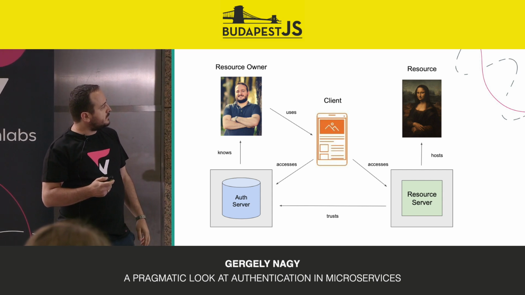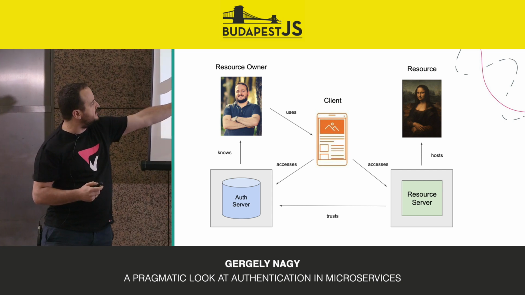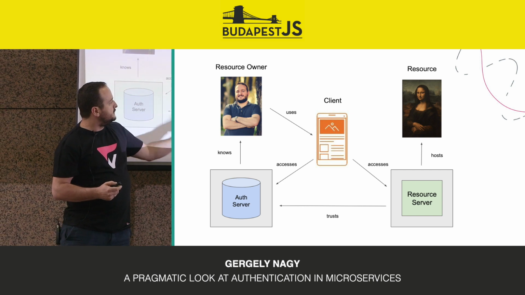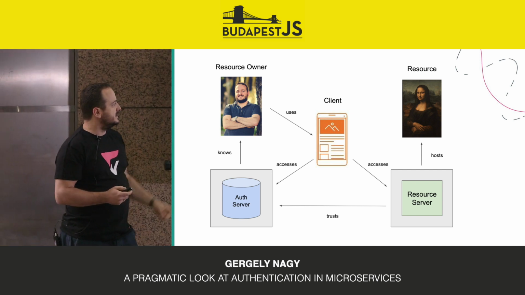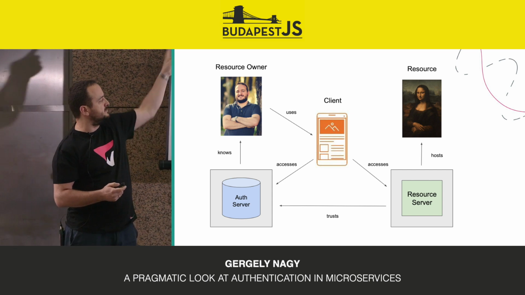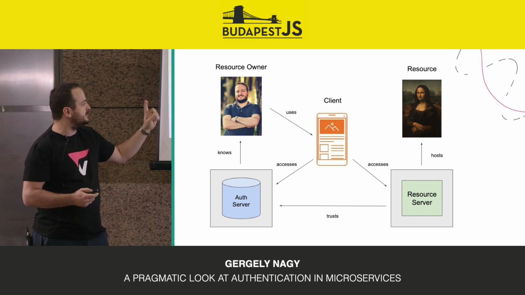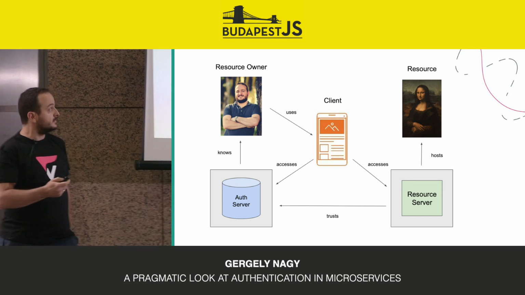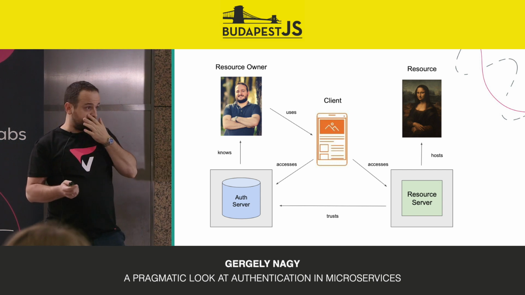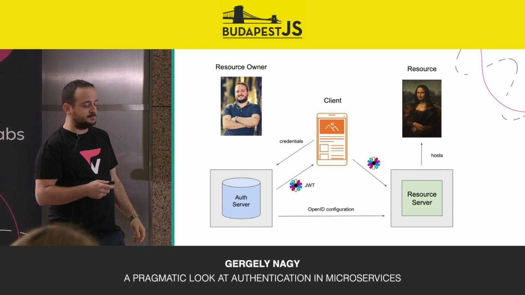So these are the dependencies. I use the client to both access the auth server and the resource server. The resource server hosts my resource. And the resource server trusts the authentication server, which knows me. So there's like this transitive trust. That's how the resource server knows me, that it trusts the auth server who knows me. So that's the dependencies.